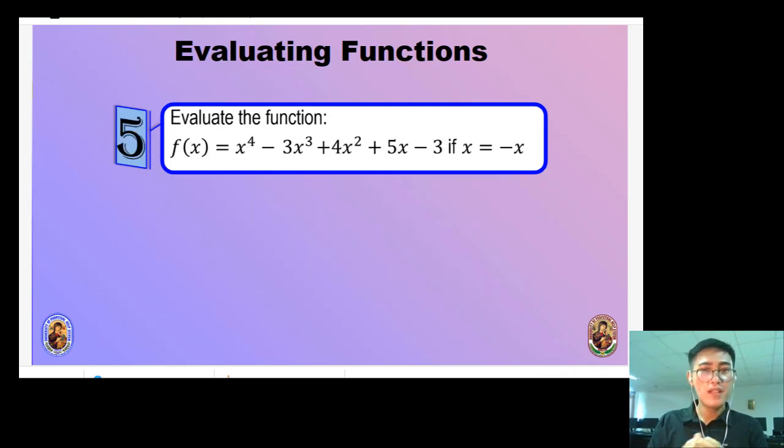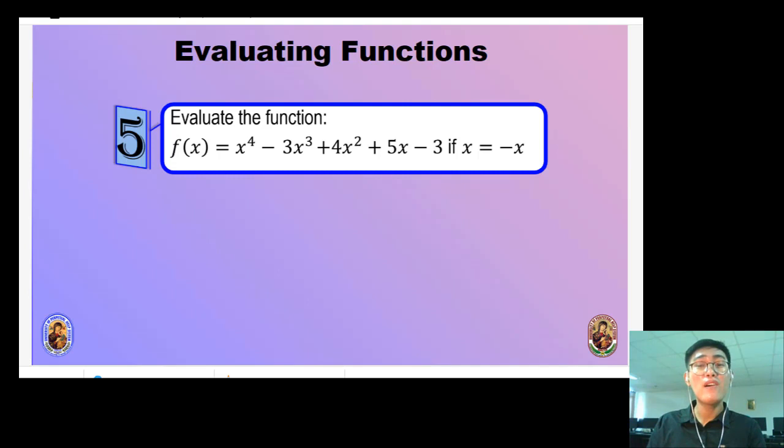Okay, so we have here, evaluate the function f of x equals x raised to the 4th power minus 3x cubed plus 4x squared plus 5x minus 3. Let's go to number 5. Evaluate the function f of x equals x raised to the 4th power minus 3x cubed plus 4x squared plus 5x minus 3 if x is equal to negative x.